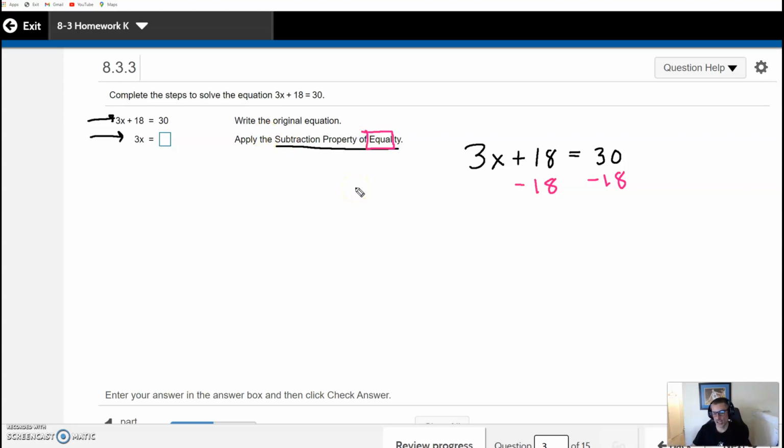If I add to both sides, it's the addition property of equality. If I divide on both sides, it's the division property of equality. And if I multiply, it's the multiplication property of equality. So that's all that these are referring to.